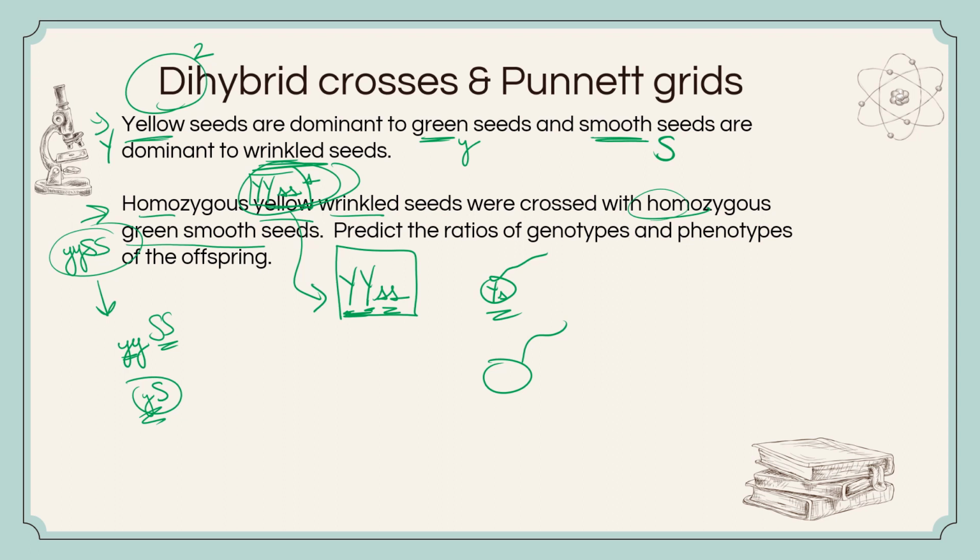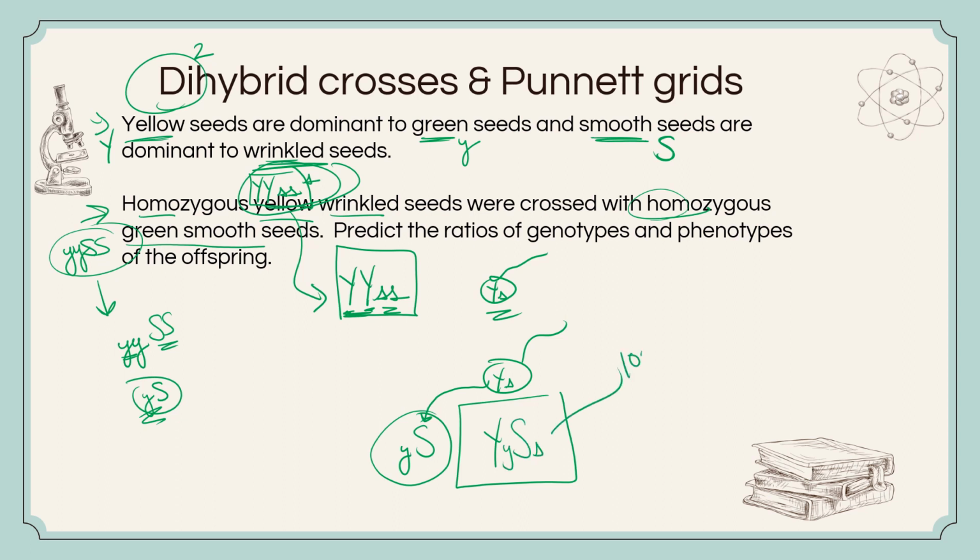My sperm, big Y, little s, meets that egg, little y, big S. Fertilization occurs. The genes from the sperm are going to be inserted into the egg to make that zygote, and we get big Y, little y, big S, little s. 100% of the offspring are going to be big Y, little y, big S, little s. Their phenotype, 100% of the offspring will be yellow and smooth seeds. So far, so good? So far, so good.